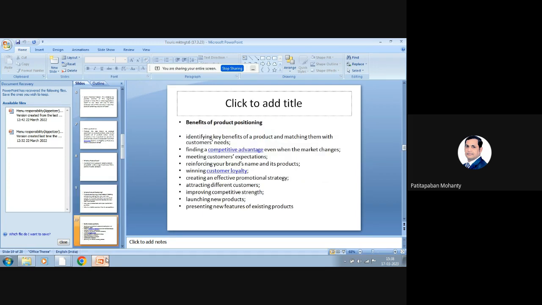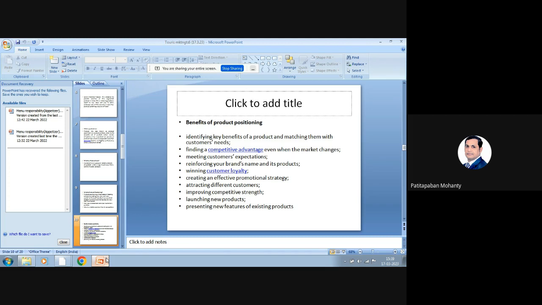What are the various benefits of product positioning? You should know why, if I go for product positioning, what the various benefits are. So one by one, there are different benefits of product positioning. First of all, it identifies the key benefits of the product and matches them with the customer needs. So when we do the positioning, the benefits of a product can be matched with the customer needs. A proper linkage or relationship can be set up between the benefits of the product and the customer needs.